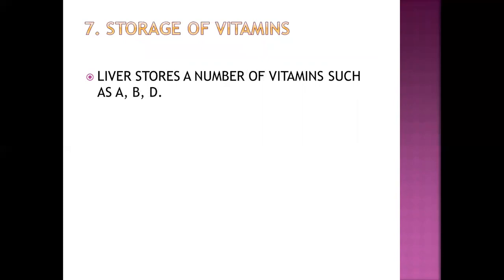And the last one is storage of vitamins. Vitamins are naturally present in our body, and vitamins A, B, and D can be stored, and are stored, in the liver. That is why we can say that the liver is a major homeostatic organ and has individual importance throughout the body. As you know, the liver is the largest gland of your body, so it makes so many secretions like bile.